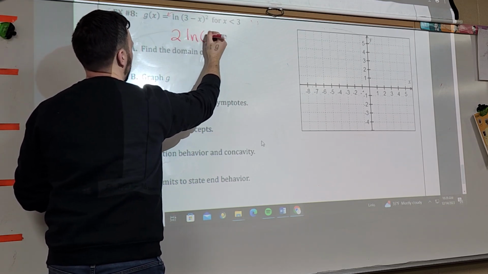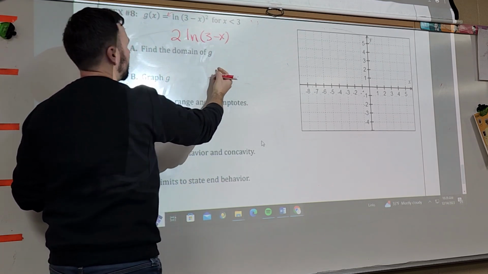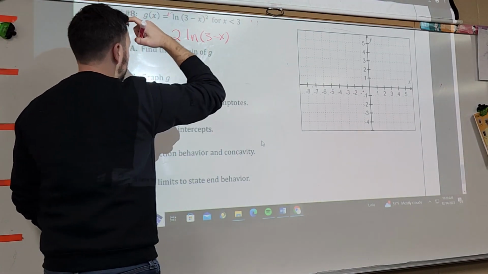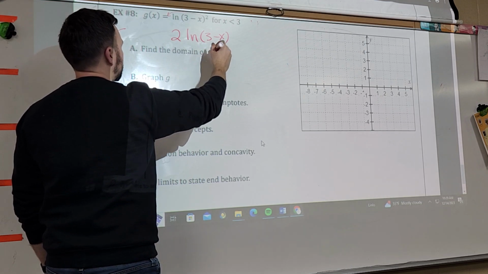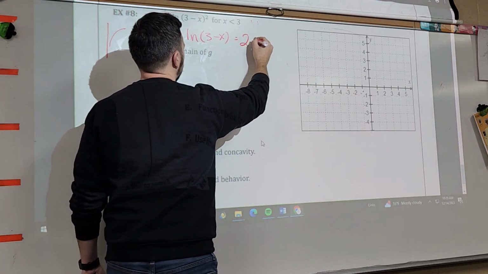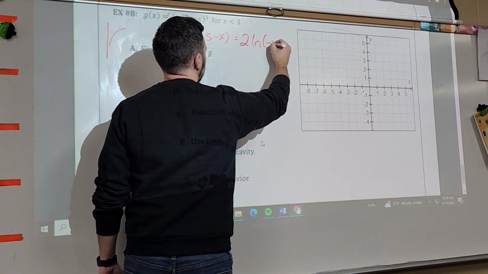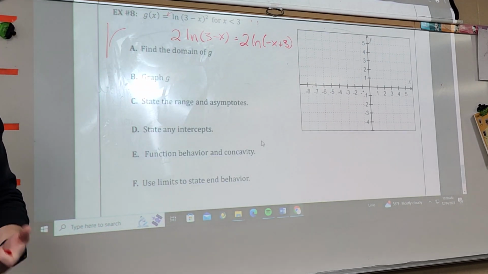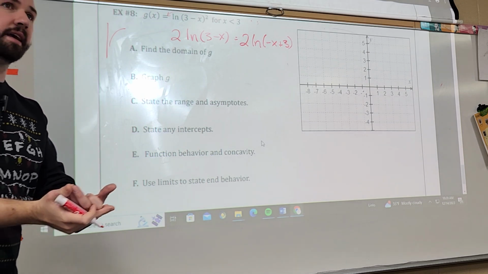Now this is something I can graph, right? That I can sketch a graph. The 2 to the squared I can't. And the other thing I would do if I were you guys is rewrite this as 2 natural log of -x plus 3, just to remind me that the 3 is positive and the x is negative.